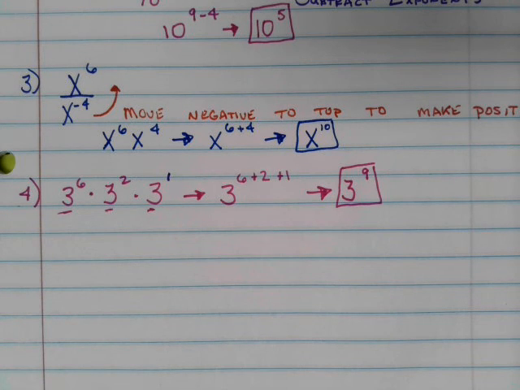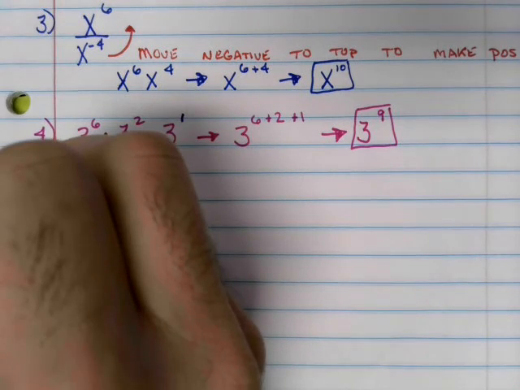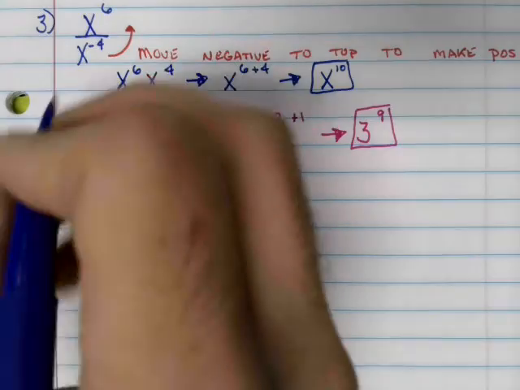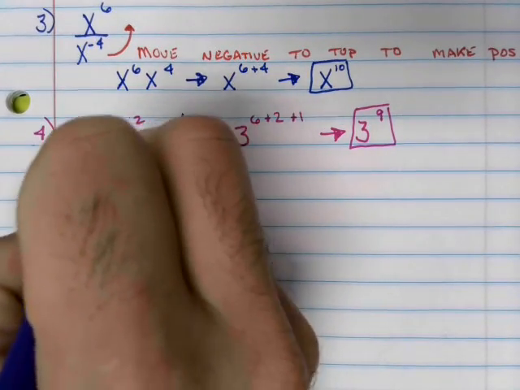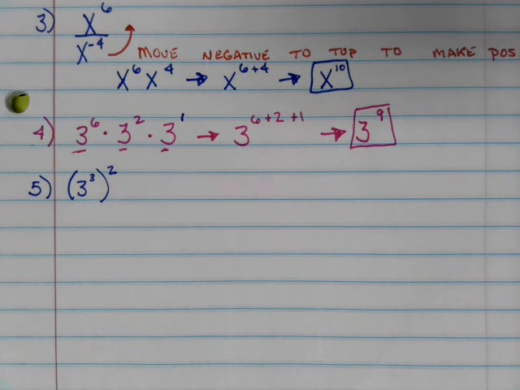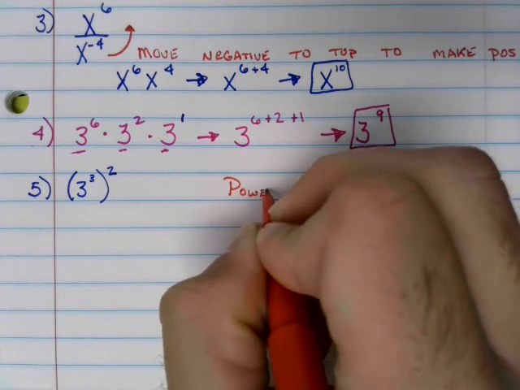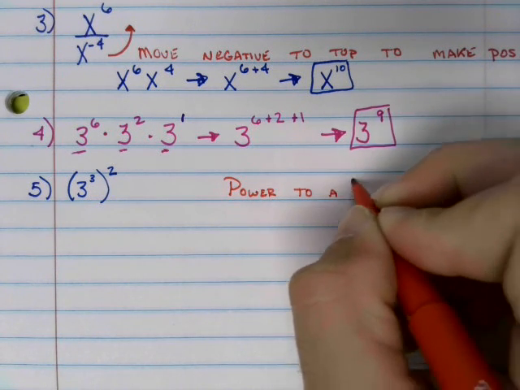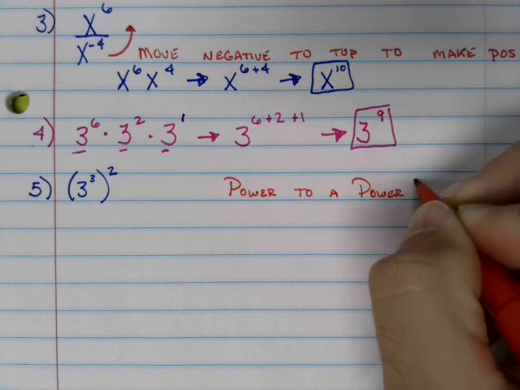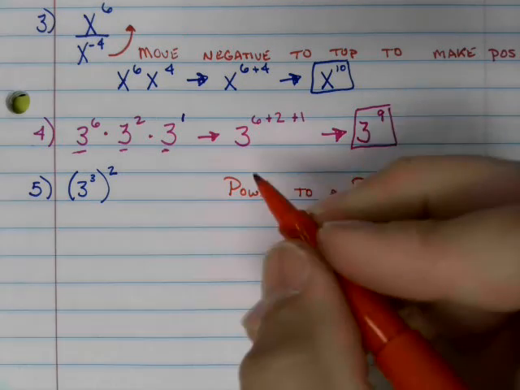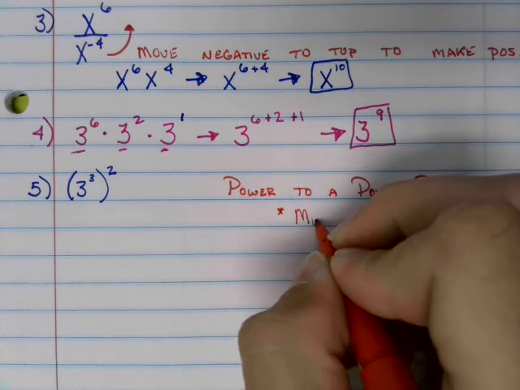Any questions so far? Okay. All right, number 5. Which expression shows another way to write 3 to the 3rd raised to the 2nd power? Here we're going to have our power to a power rule. Okay, so our power to a power rule means we're going to multiply our exponents.